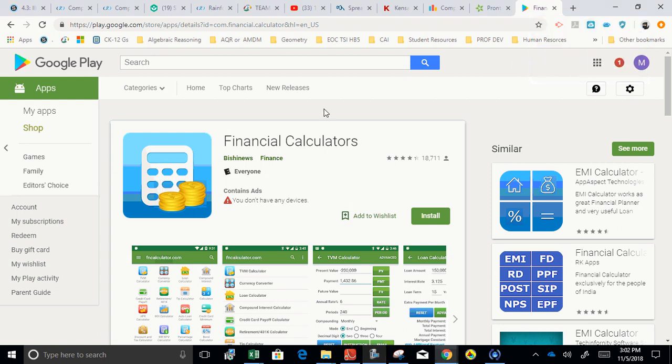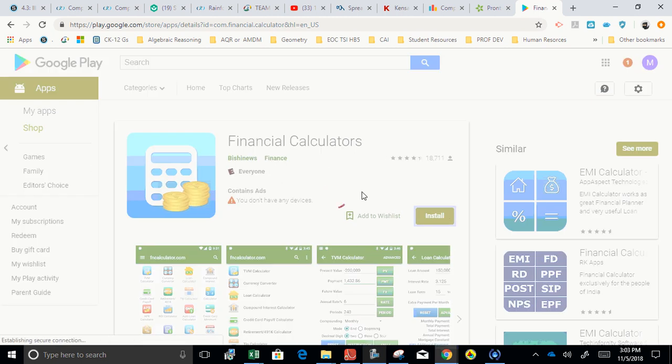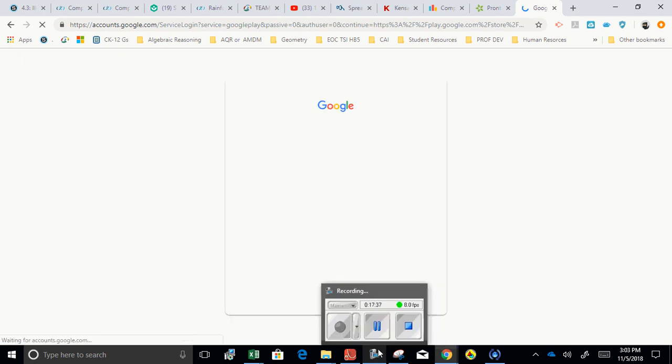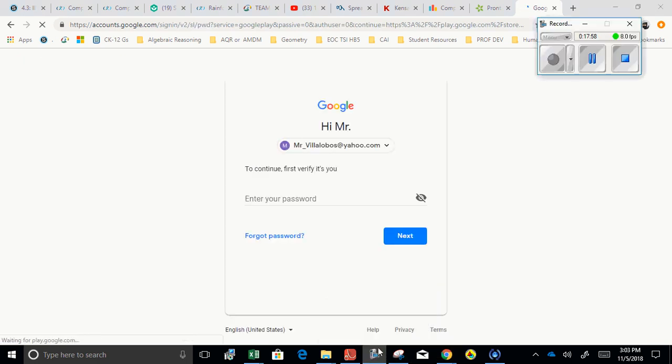Further, I would like you to get this financial calculator. It's both at Apple and Google, so you can try to install this. Anyway, once you get it, go ahead and get it.